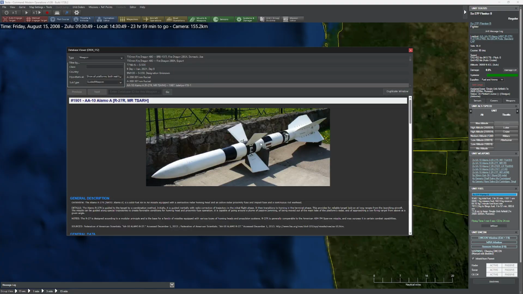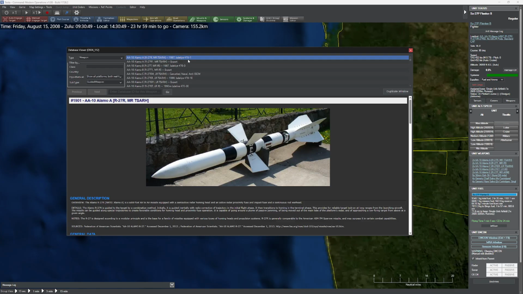Now, this weapon is kind of an interesting weapon. When you first take a look at it, it looks a little weird. It looks kind of like it's got an oversized head, these big control fins. And then if you look a little more closely, you probably start to recognize the fact that this is actually designed to be a modular weapon.